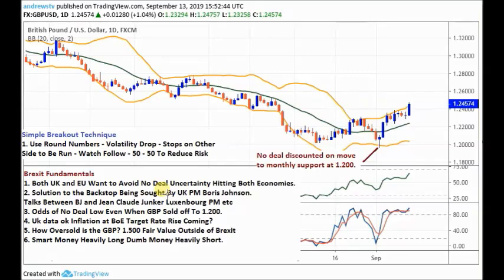It's not just the UK. The EU are desperate to avoid a no deal as well because uncertainty is hitting both economies. When you read the press, it's all about uncertainty hitting the UK economy. It's doing the same in Eurozone. And Eurozone has got problems. It's nearly in recession. A no deal Brexit just guarantees a recession.